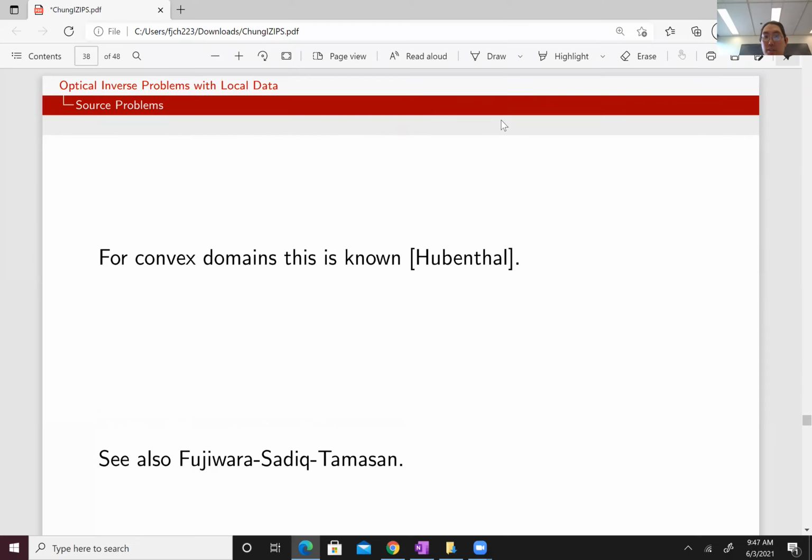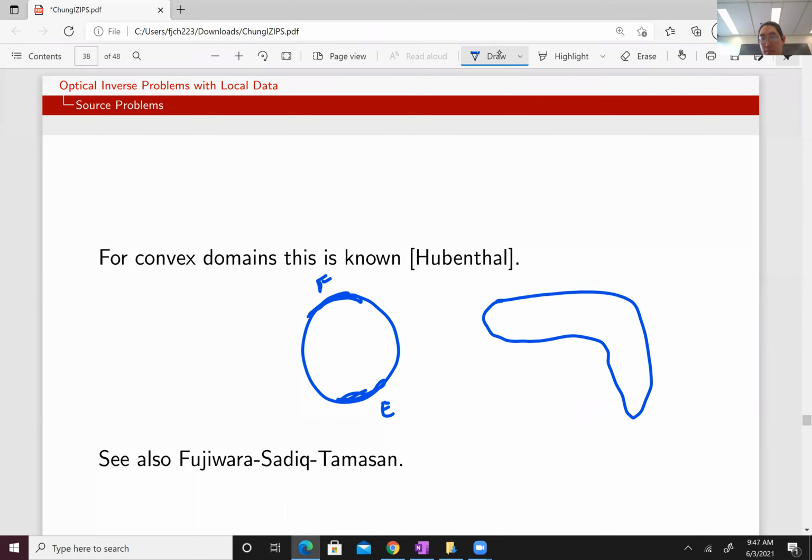So hang on, let me try drawing again. So if you have some sort of convex set so that you can see every part of F from every part of E, then you can recover the source. So the paper by Mark Hubenthal is actually in terms of an interior source, but you can apply it to the boundary source problem as well. So for convex domains, this is known, but if you have a non-convex domain, like the one I drew earlier, where F is over here and E is not here, F is not visible from E, things turn out to be much harder.